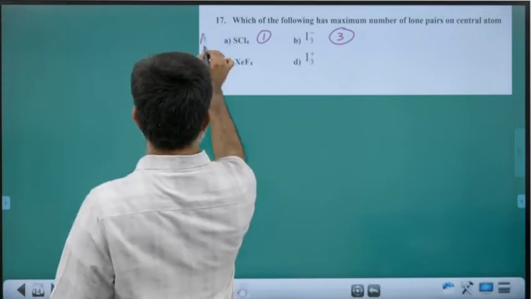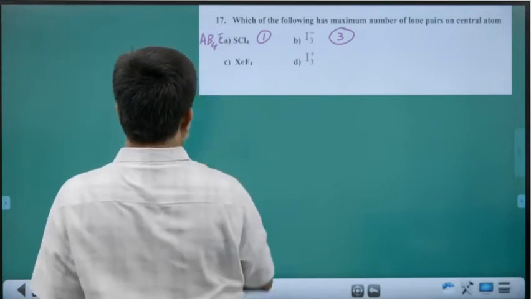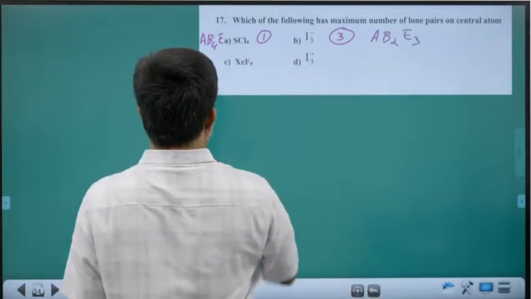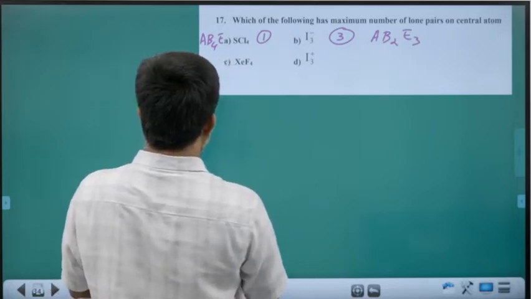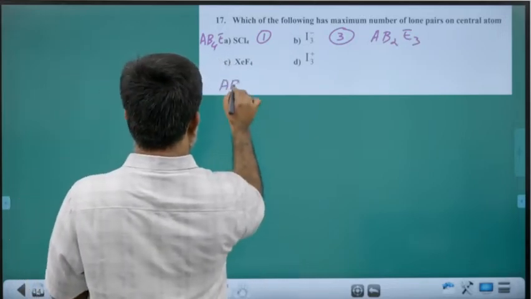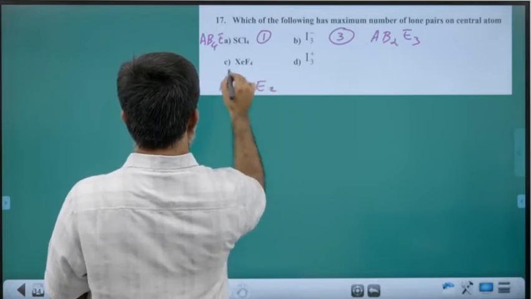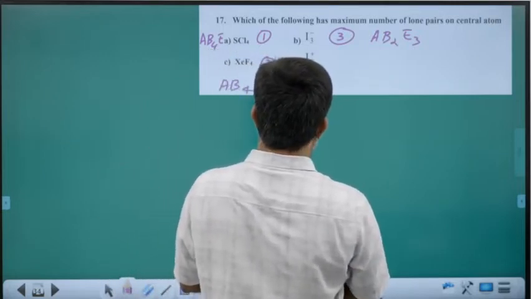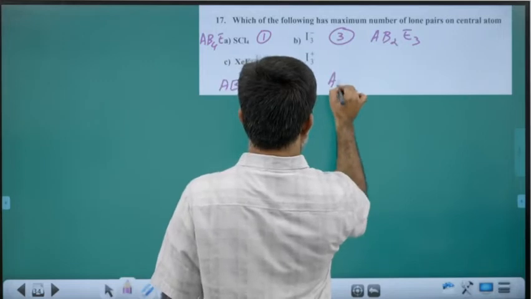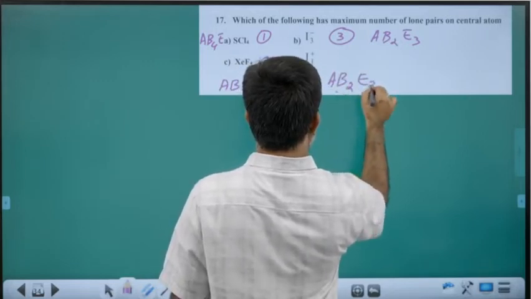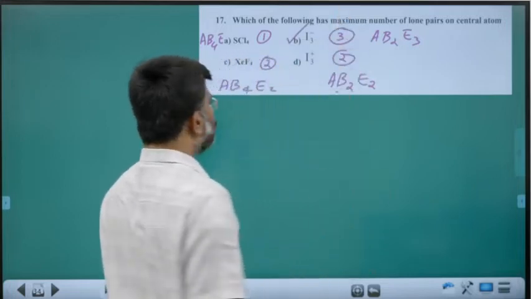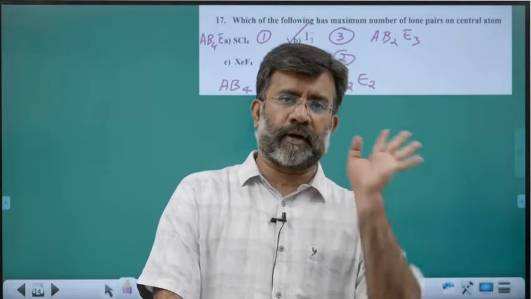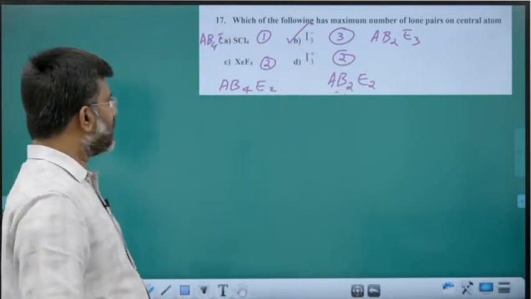So this molecule is AB4E type and this molecule is AB2E3 type. What about this? This is sp3d2 hybridization and this molecule is AB4E2 type. So 2 lone pairs. And what about this? This we have worked out earlier, sp3 hybridization, and the molecule is AB2E2 type, 2 lone pairs. So the answer is B. There are a maximum number of lone pairs in the second choice, and all the molecules we have already worked out. Okay. Next.